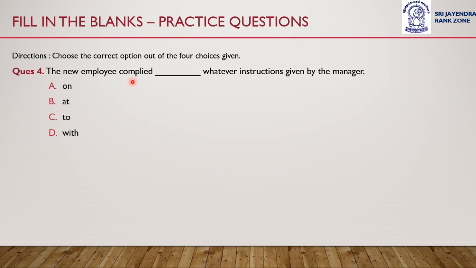The new employee complied dash whatever instructions given by the manager. Our options are option A on, option B at, option C to, and option D with. On, at, to, with. These are the options given. The new employee complied dash whatever instructions given by the manager. Which option do you think will fill in the blank?